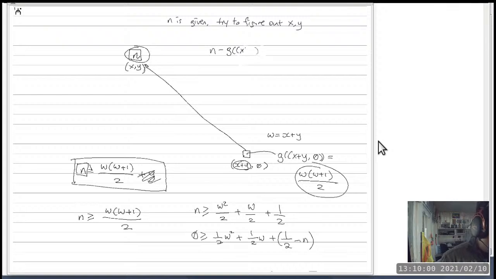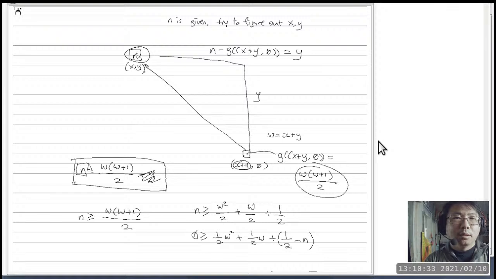Because if you think about what n is, and what the g value of x plus y comma 0 is. Oh, let me fix this. What is x plus y comma 0? That is y. Because the value here is given, it is n. The value over here is g of x plus y comma 0. The difference between these two values has got to be how much they are off vertically, which is y. Is that okay? So we can solve for y now.